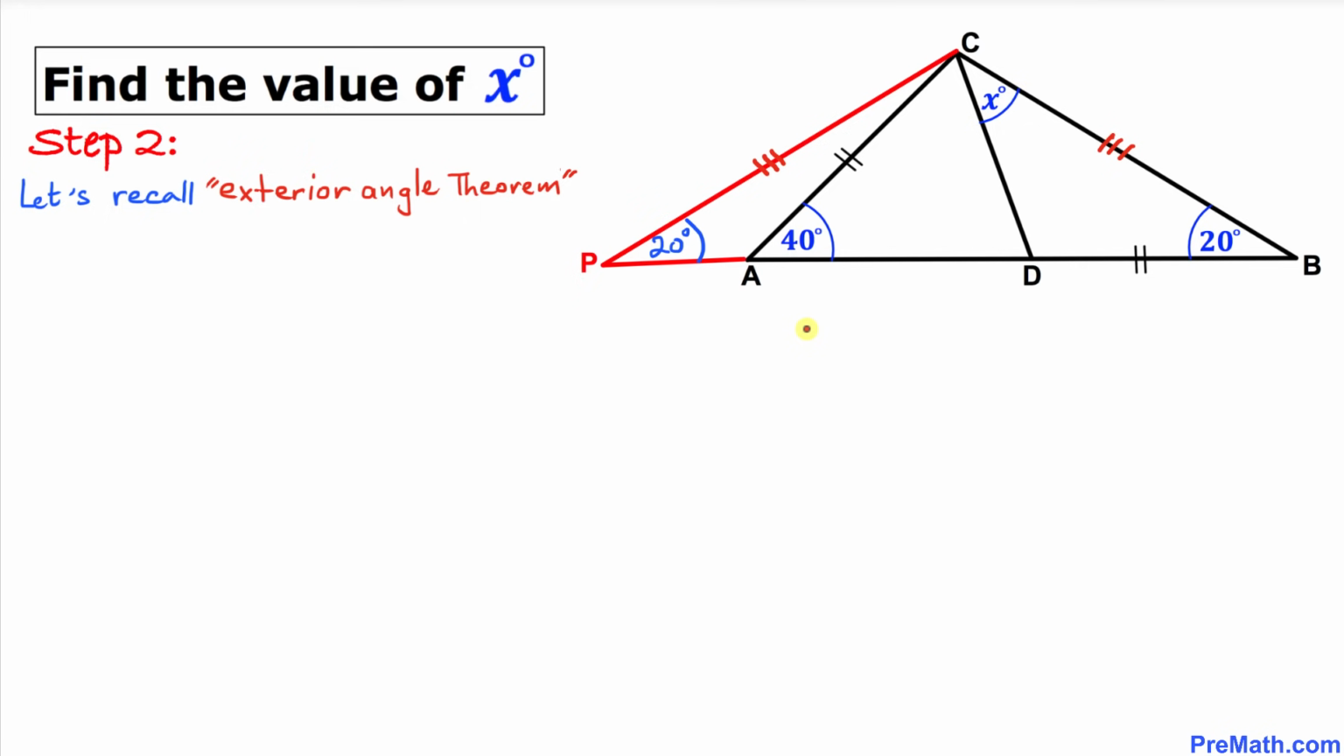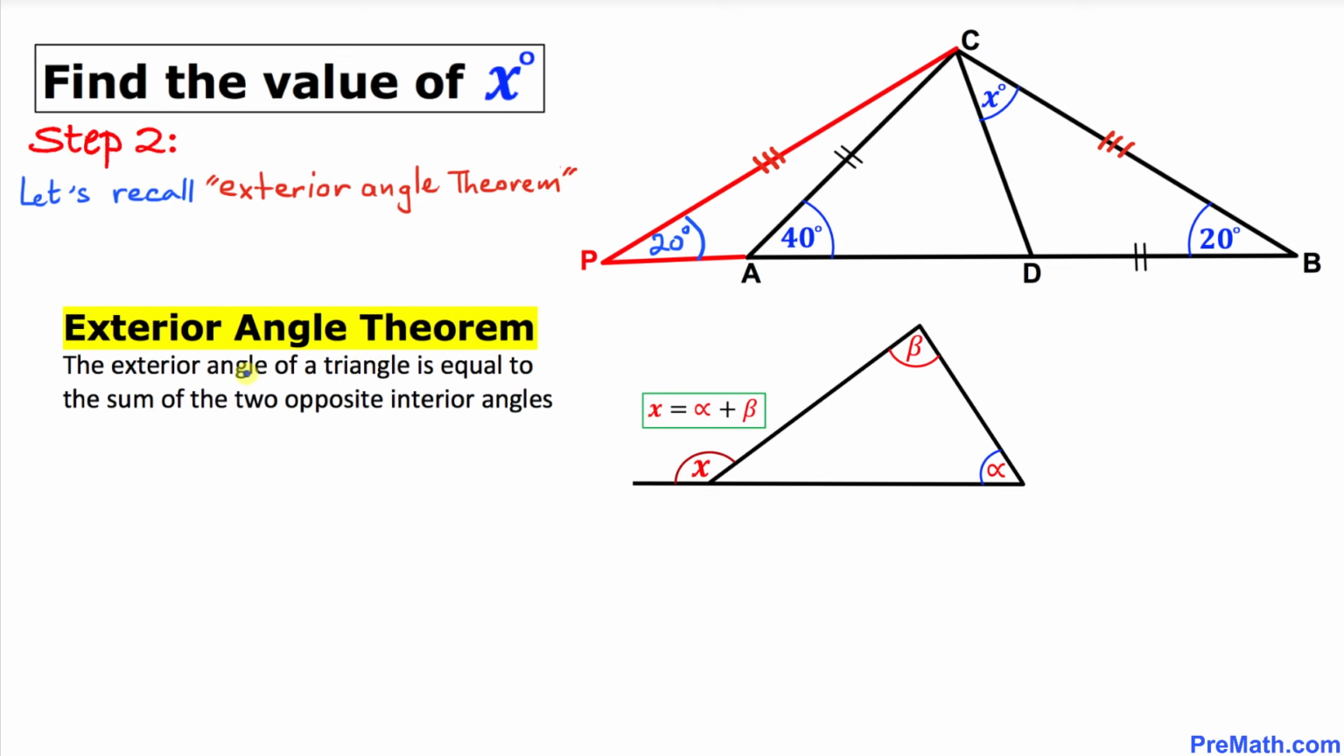Now let's recall the exterior angle theorem. The exterior angle of a triangle is equal to the sum of the two opposite interior angles, as you can see in this example. Here, X is our exterior angle, and alpha and beta are our two opposite interior angles. According to this theorem, the exterior angle is equal to the sum, the addition, of these two opposite interior angles.